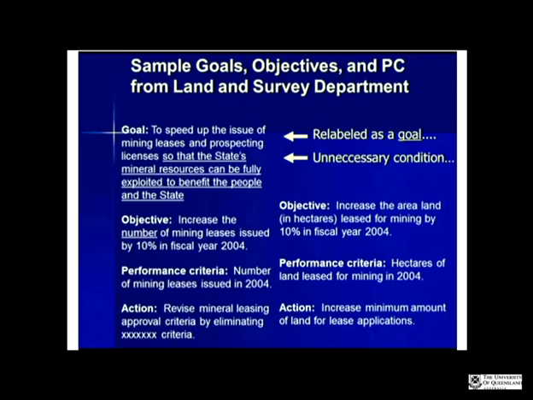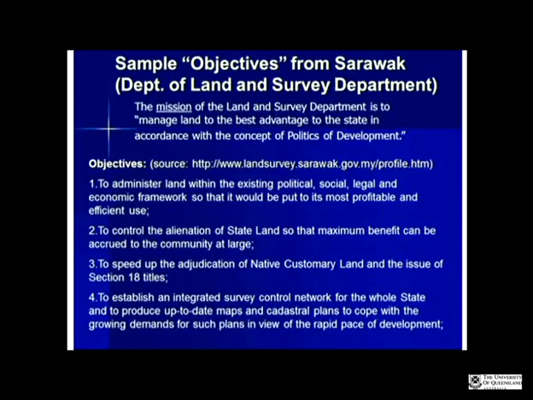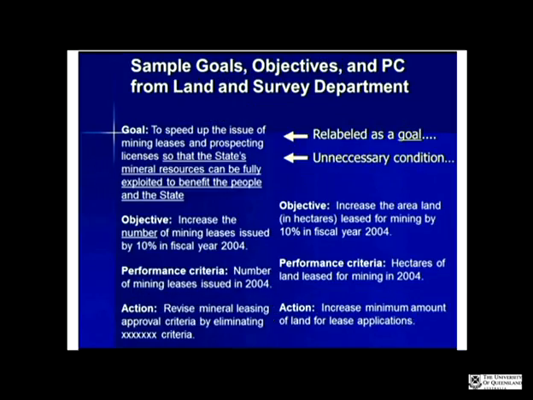Let's look at one of those. So we're going to reframe these objectives as goals and say we'll treat it as a goal. So here's one of those objectives, and now we're framing it as a goal. To speed up the issue of mining leases and prospecting licences so the state's mineral resources can be fully exploited to benefit the people and the state.